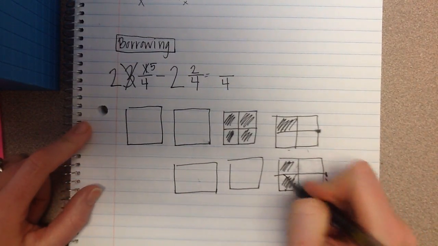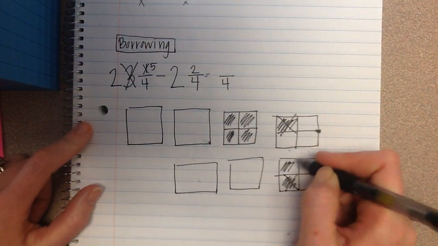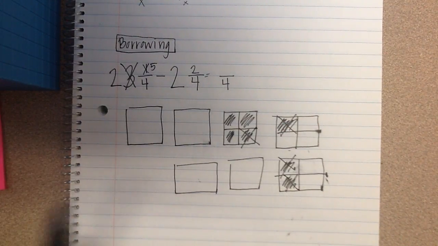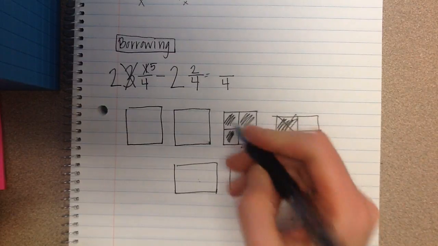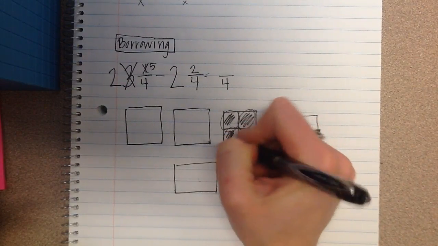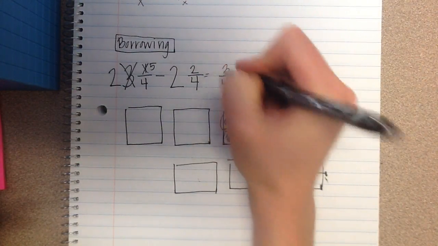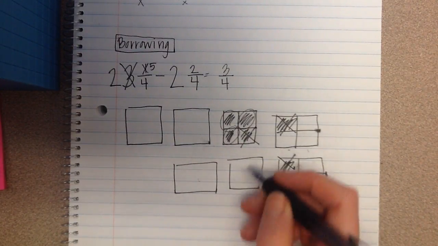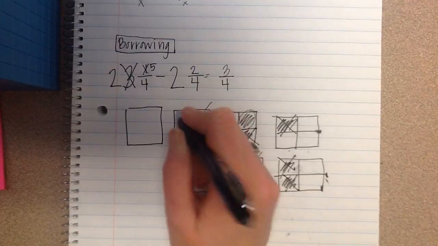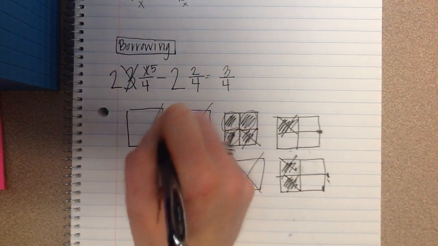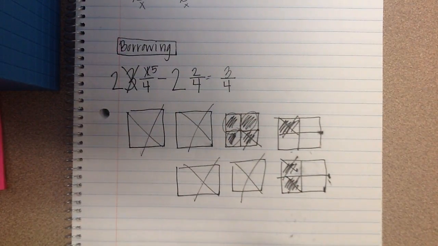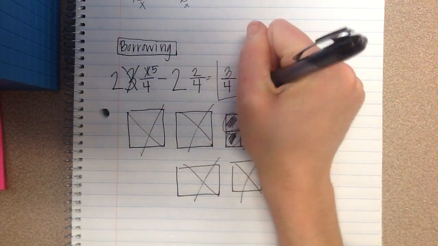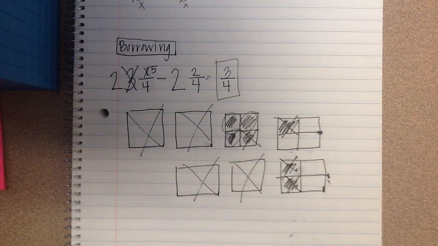Now I can do 1, 1, 1, 1. Okay, I've taken my fractions away, so now I have 1, 2, 3. I've dealt with my fractions, now I'm going to deal with my whole number. 1 for here, 1 for here, 1 for here, 1 for here. And now I have nothing left, so my answer would be 0, and 3/4 is all I have.